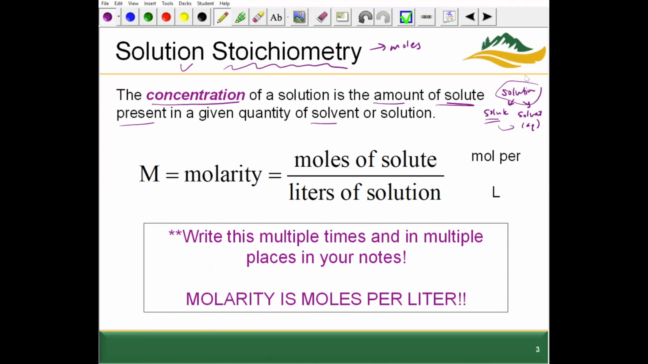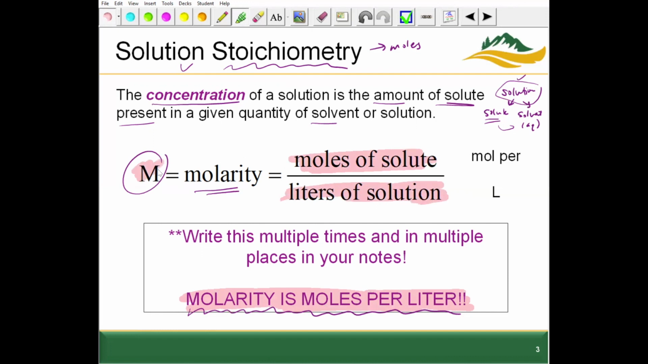Now to describe a solution, we have molarity. This is a really key concept here in chapter 4b. The molarity is the moles of solute per liter of solution. So our units here, if you see this capital M, you should instantly think moles per liter: moles of solute per liter of solution. Again, this is a super important concept in chapter 4 and in general chemistry 1.